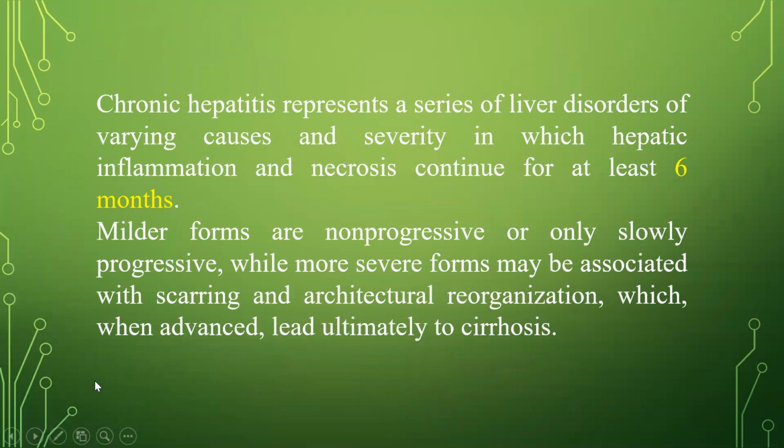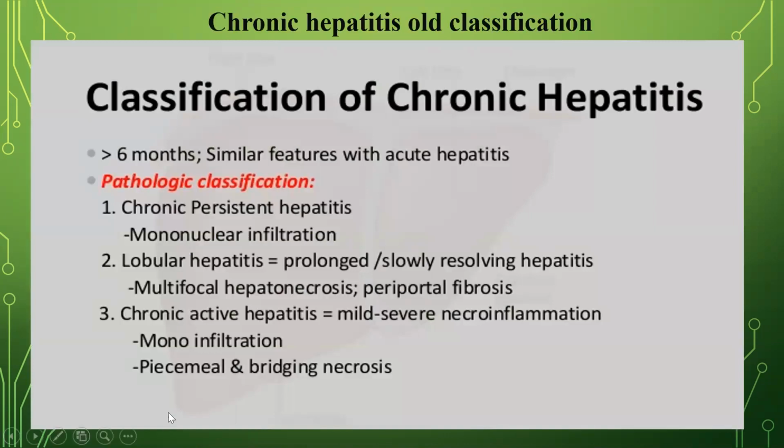Chronic hepatitis represents a series of liver disorders of varying causes and severity in which hepatic inflammation and necrosis continue for at least 6 months. Milder forms are non-progressive or only slowly progressive, while more severe forms may be associated with scarring and architectural reorganization, which, when advanced, lead ultimately to cirrhosis.